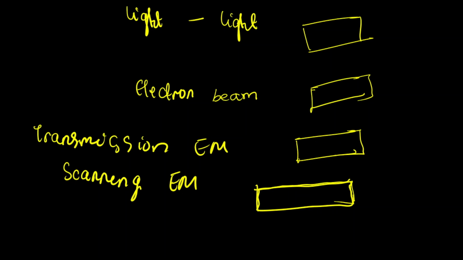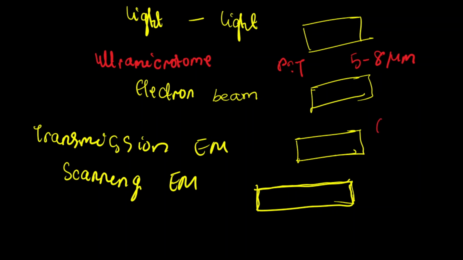Now, for an electron microscope, an ultramicrotome is used for sectioning. Unlike the light microscope, where in the paraffin technique we made use of about 5 to 8 micrometers of thickness, in the electron microscope about 60 to 80 nanometers of thickness is required. So the sections are indeed extremely thin as compared to the light microscope.